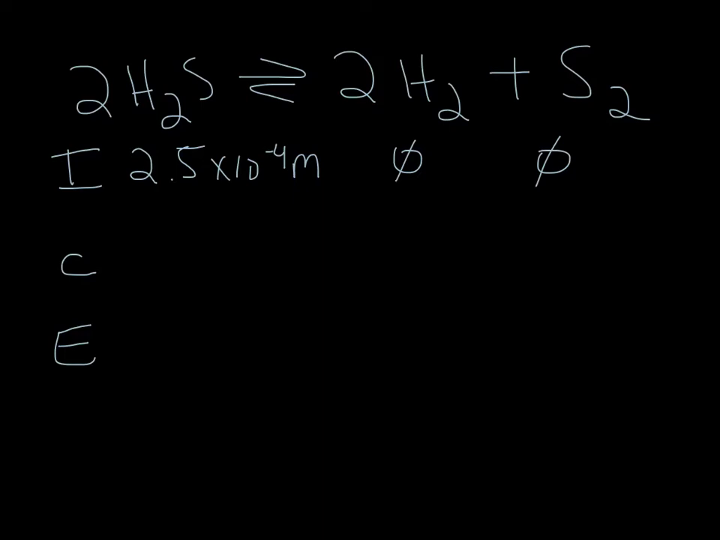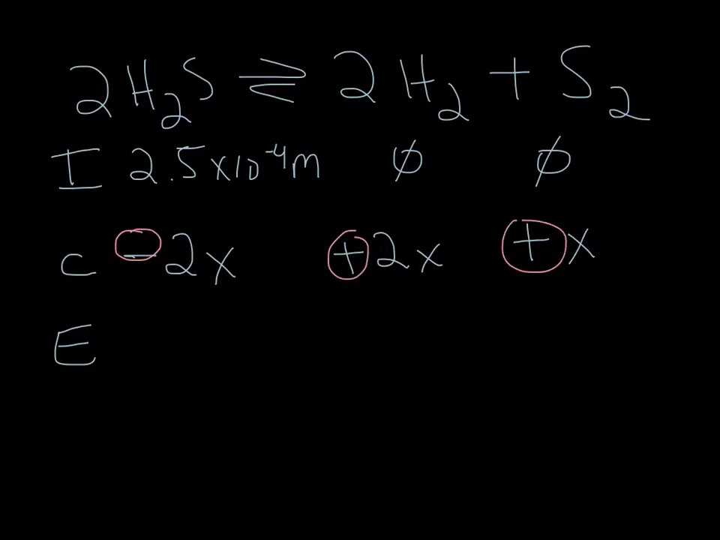Since my reactant is being consumed, I'm going to put a negative in front. And because there are two of them, I'm going to say minus 2x. I don't know the amount that is going away. I'm going to be able to solve for that. H2 and S2 are my products. Because I have two H2s, I'm going to put plus 2x. And because I have only one S2, I'm just going to put plus x. So my reactants are negative because they're being consumed. And my products are positives because they are being formed.